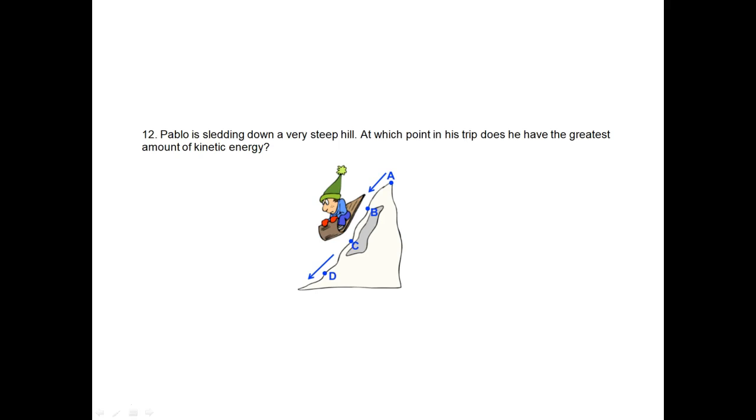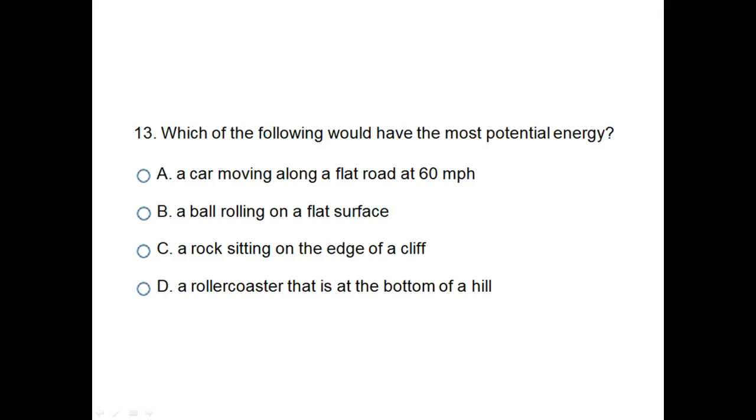Number 12. Pablo is sledding down a very steep hill. At which point in his trip does he have the greatest amount of kinetic energy? Circle your answer, A, B, C, or D.